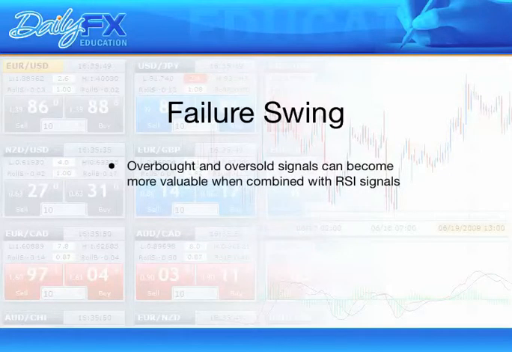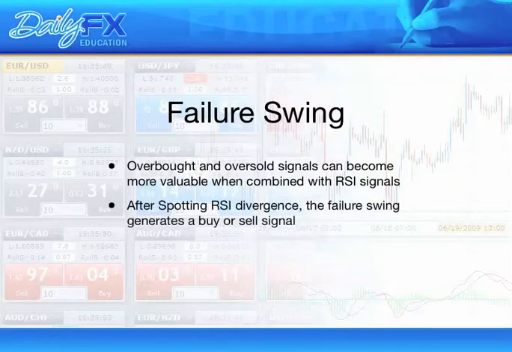The traditional overbought and oversold signals we discussed in video 1 can become more valuable when combined with other RSI signals. One such signal is called the failure swing. Wilder, the creator of RSI, referred to a special case of RSI divergence as a failure swing. While it's best if a trader waits for a signal from the underlying price chart, such as a trendline break or an indicator crossover, after spotting RSI divergence, the failure swing generates a buy or sell signal in and of itself. A bearish failure swing occurs in this fashion.